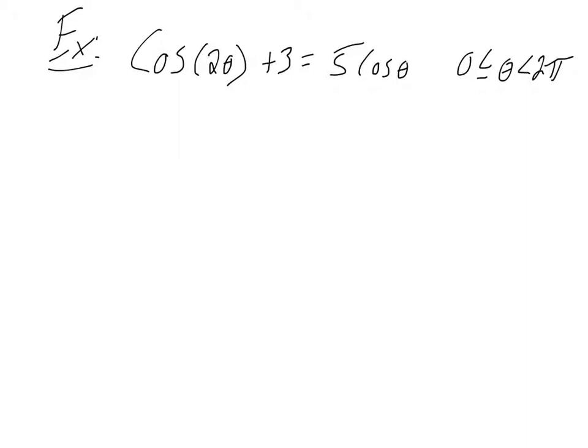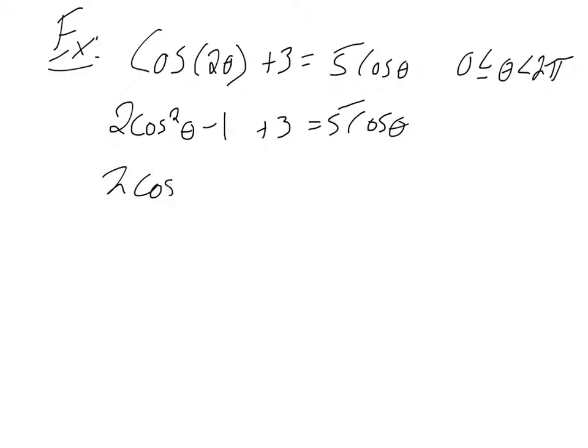All right, so what trigonometric identity do you think we want to use here to get this into a form that we can solve? 2 cosine squared theta minus 1. The double angle identity, yep. So 2 cosine squared theta minus 1 plus 3 is equal to 5 cosine theta. Then we have a quadratic trig equation that we can solve.